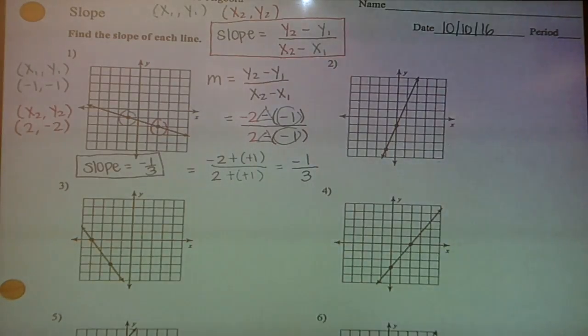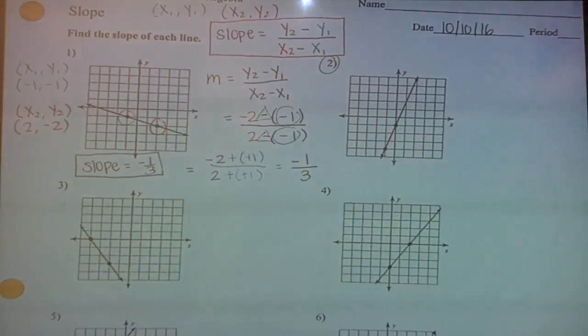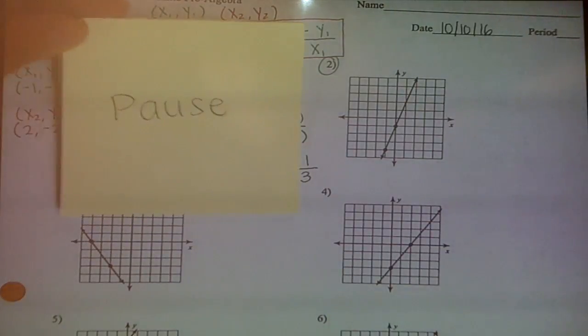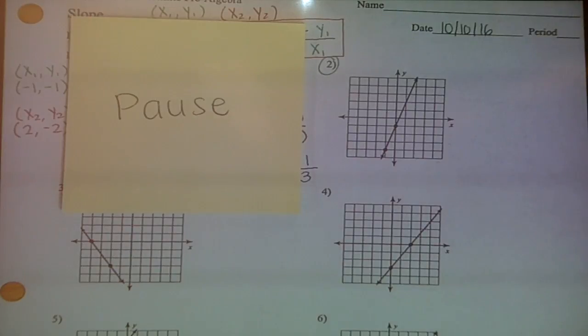Go ahead and take a few minutes and try number 2. Identify the points and find the slope. Please pause the video for students to try number 2.